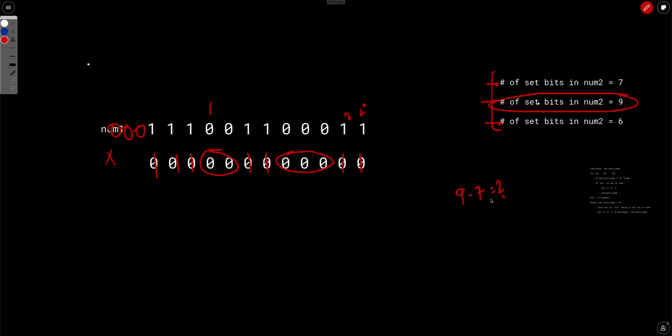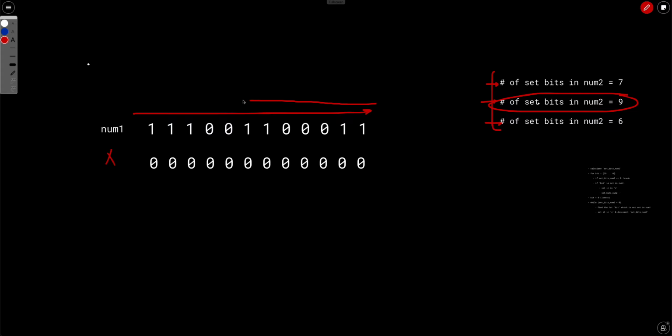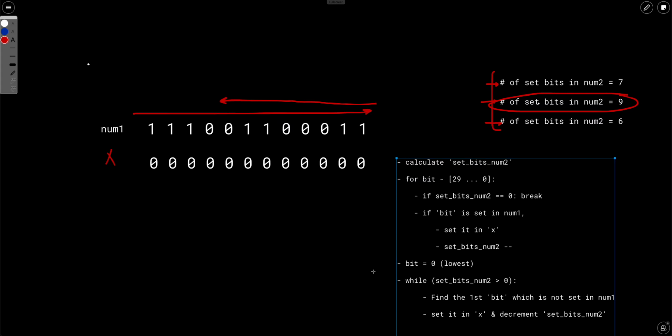Now what we are doing overall, we are first iterating over num1 from left to right, and keep on setting the bit which is set in num1 until we exhaust the count. If we still have some count or some number of bits to be set, then we will start from right to left and set the bit which is unset in num1. Okay, so the algorithm is simple.